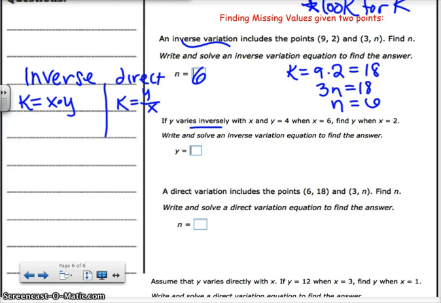Y is 4 when x is 6. So k is going to be 4 times 6, which is 24. Find y when x is 2. So I need 2 times my y needs to equal 24. What's my y? 12. Yep, y is 12.